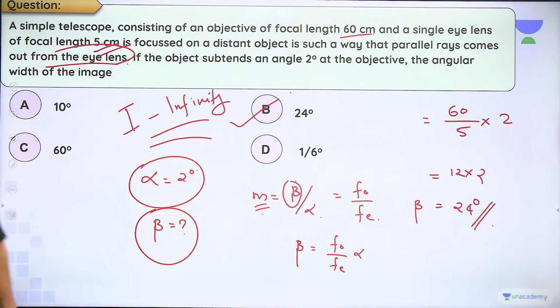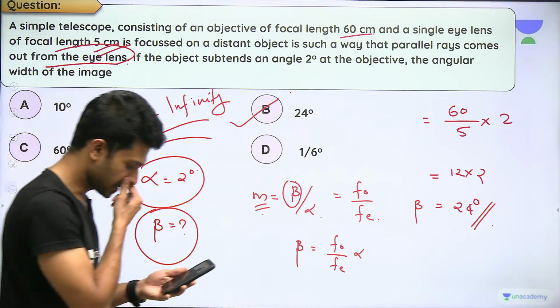Seems like we should always be going for option B, because option B is coming as the right answer all the time.